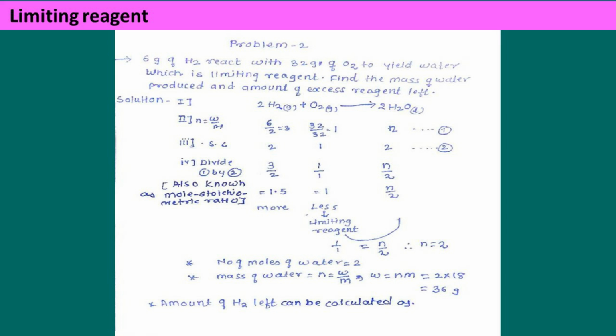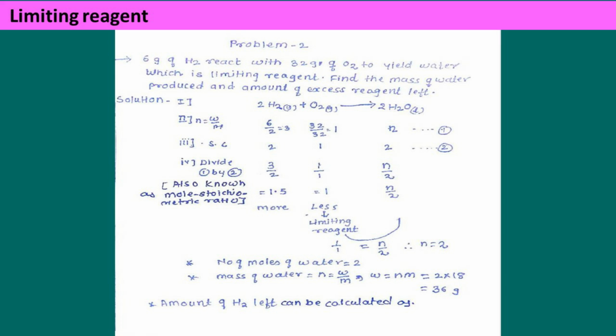Number 2: Find out the number of moles. n is equal to W upon M. So the number of moles of hydrogen is equal to 6 upon 2, which is equal to 3. And for oxygen, 32 upon 32, which is equal to 1. Initially, the number of moles of water is n. Number 3: Write down the stoichiometric coefficients. The stoichiometric coefficient of hydrogen is 2, oxygen is 1, and water is 2.